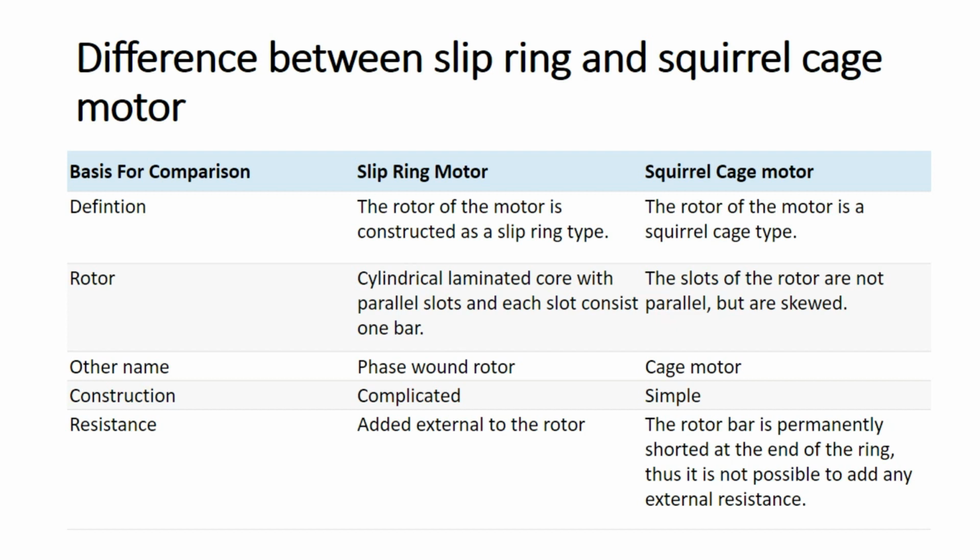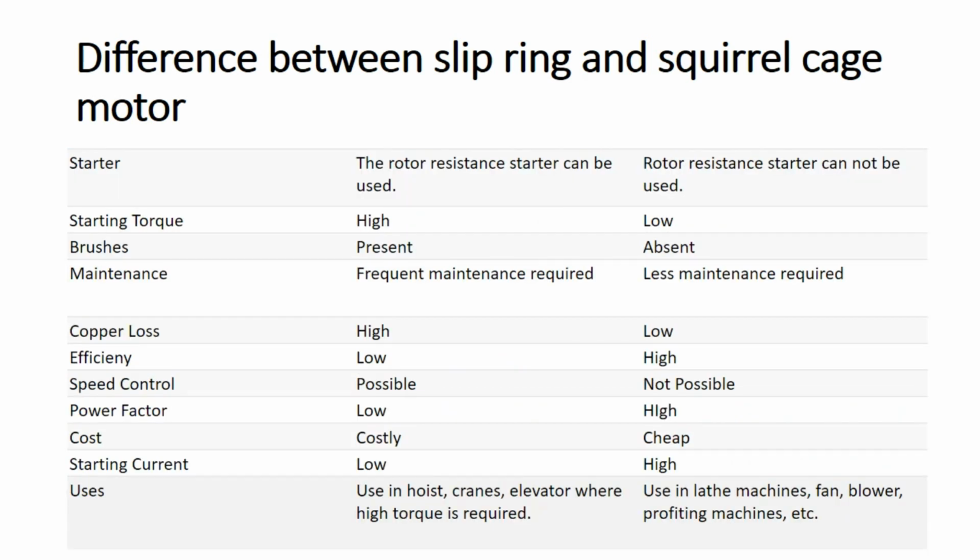The construction of slip ring motor is complicated, and the construction of squirrel cage motor is simple. For resistance, in the slip ring motor external resistance can be added to the rotor, whereas in the squirrel cage motor the rotor bars are permanently shorted at the ends with the end ring, and thus it is not possible to add any external resistance. Another difference is that in the slip ring motor, rotor resistance starter can be used, whereas in the squirrel cage motor it cannot be used.